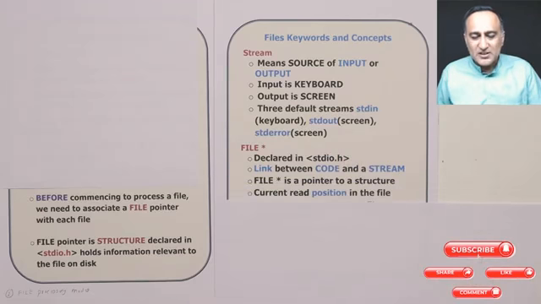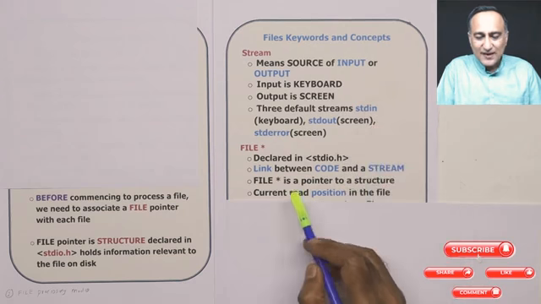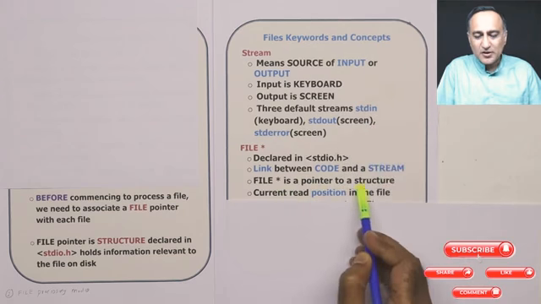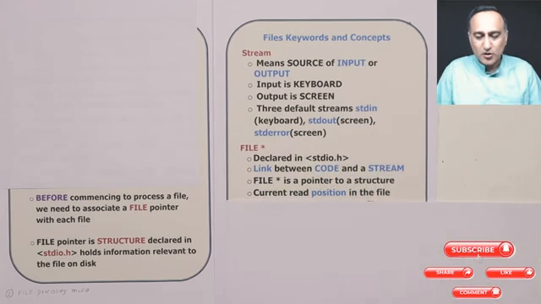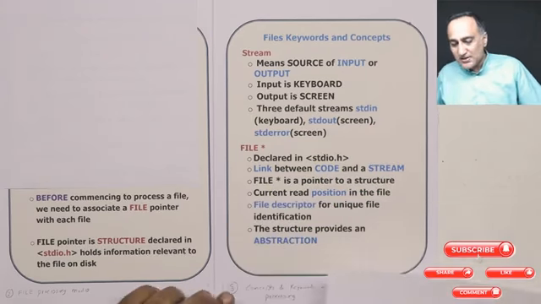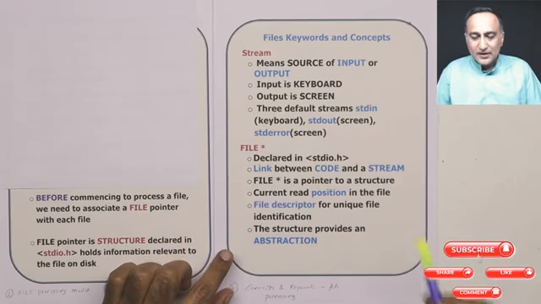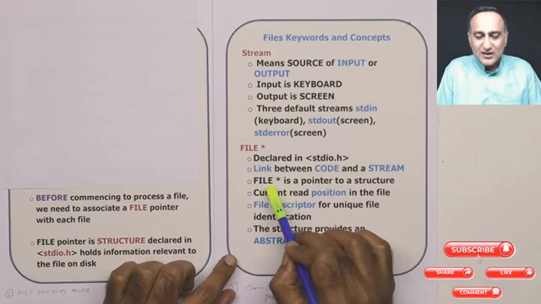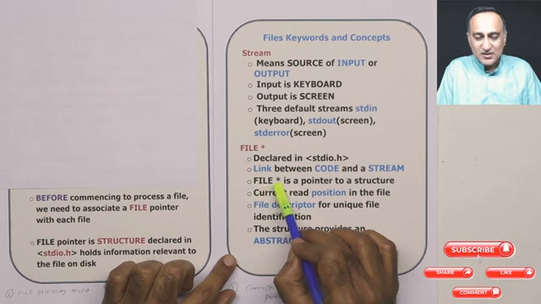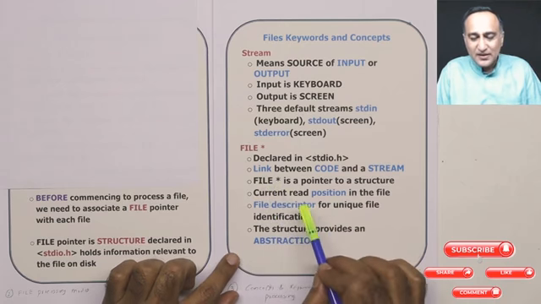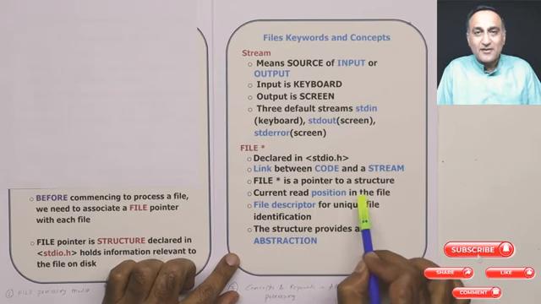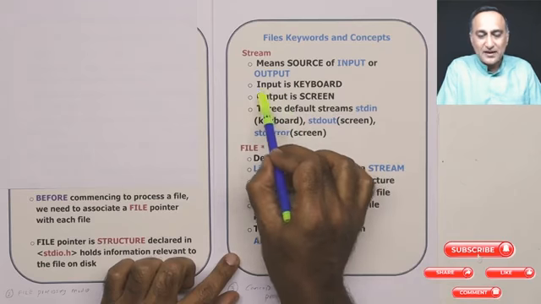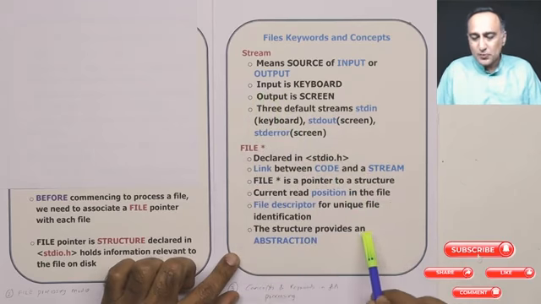Now, what is this FILE star? As I told you, FILE star is nothing but a pointer to a structure. This structure FILE has been declared in stdio.h. Now, what all does this fellow really do? The advantage of using this file pointer, or this structure type of variable, is it keeps track of where we are currently reading or writing in the file. What is the position of read and write? Suppose I am writing here, it will tell me you are here. Suppose I am reading here, it will tell me you are reading here.